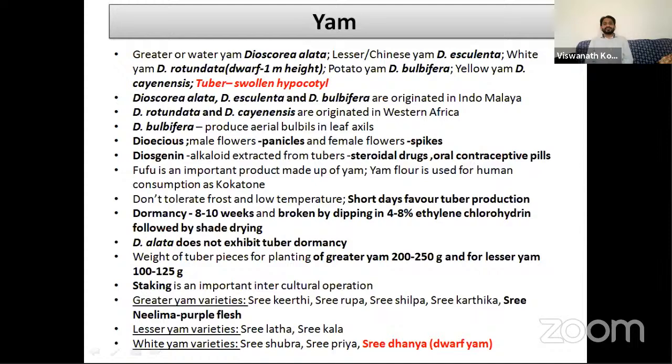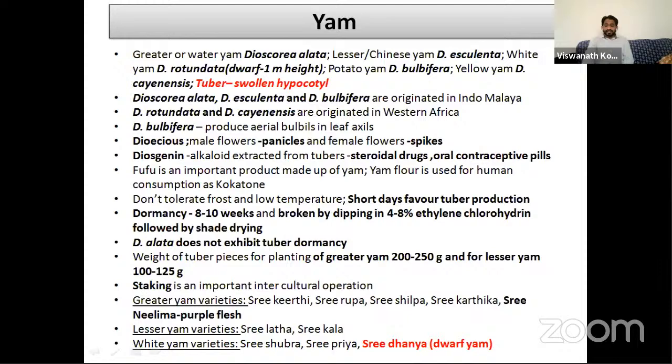As I said earlier, staking is an important intercultural operation because the vine grows up to 8 to 10 meters in length. There are some important varieties of greater yam, lesser yam, and white yam. Sree Neelima is a greater yam variety with purple flesh color, and the purple color is due to anthocyanins. There is one dwarf variety, Sree Dhanya. It grows only 1 meter high. It doesn't require staking.